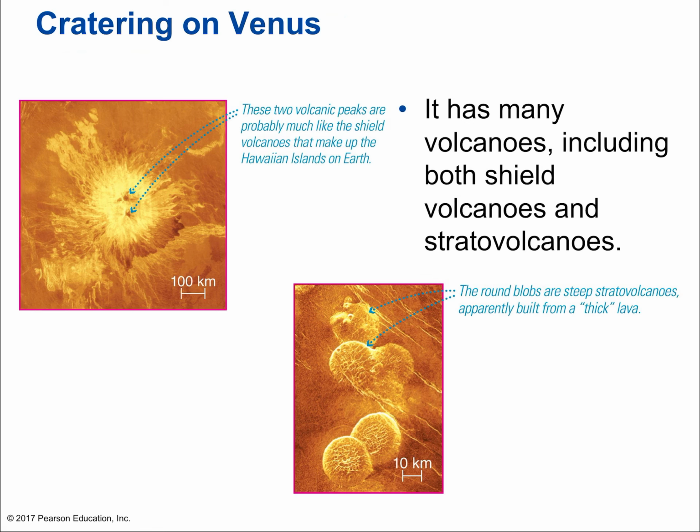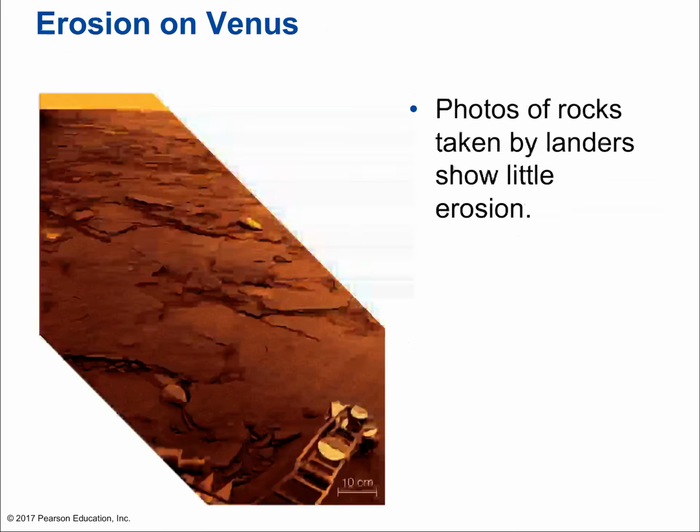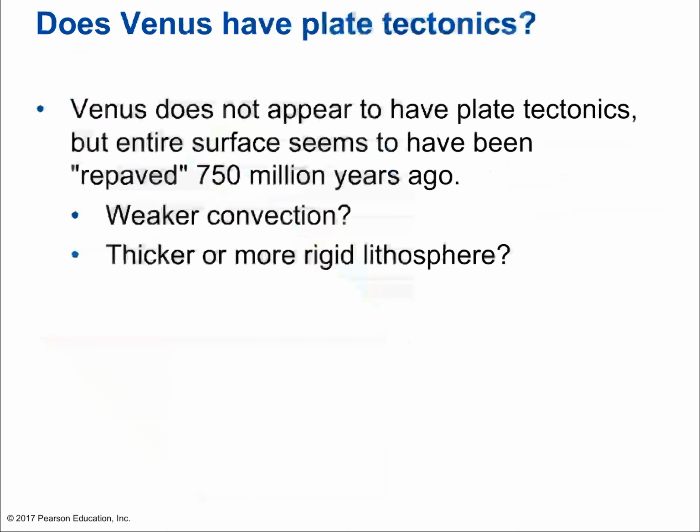All right. Lots of volcanoes, stratovolcanoes, shield volcanoes. Okay. Plate tectonics from stresses. Okay. Photos of rock taken by landers do show erosion. So there's features of erosion because there's types of rain, not like water rain, but there are liquids that rain down on the surface. Okay. And Venus does not appear to have plate tectonics, but the entire surface seems to have been repaved 750 million years ago. Why is that?